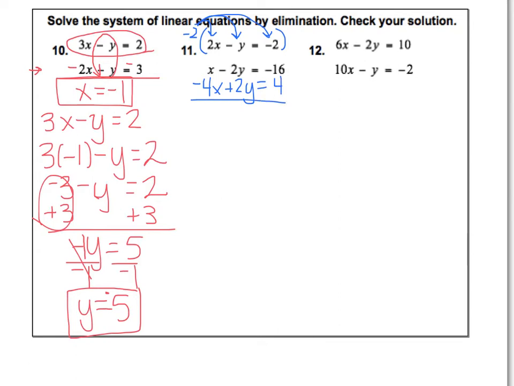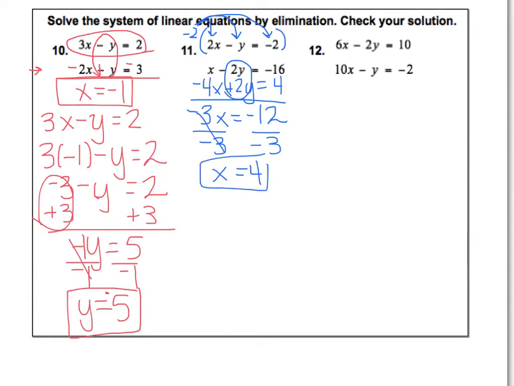So now I can go ahead and combine my equations. 1x minus 4x is negative 3x. Opposites give me 0, and negative 16 plus 4 gives me a negative 12. If I divide both sides by negative 3, I get x equals positive 4. From here, you plug back into either equation. This time, I'll choose the second equation to plug into: x minus 2y equals negative 16.